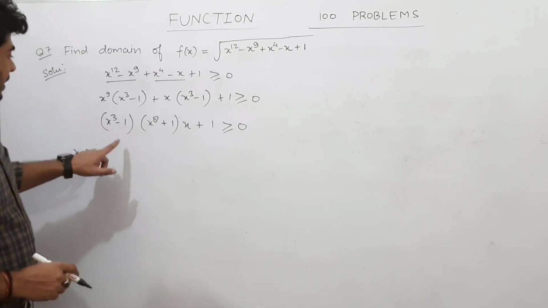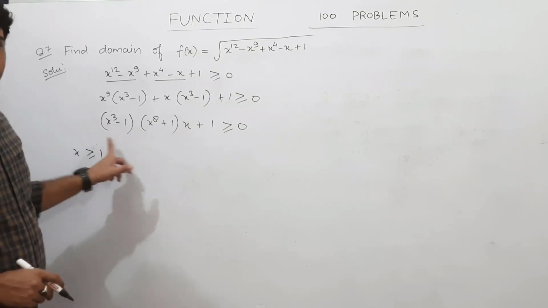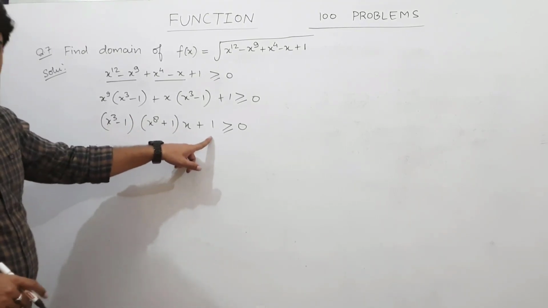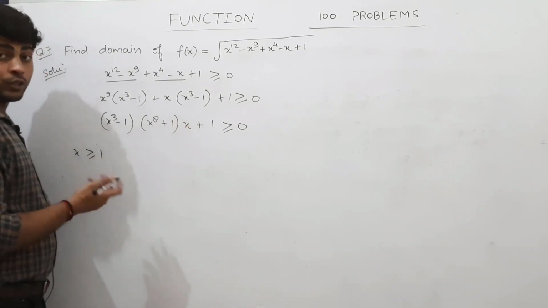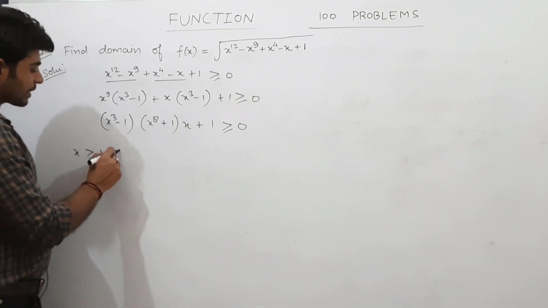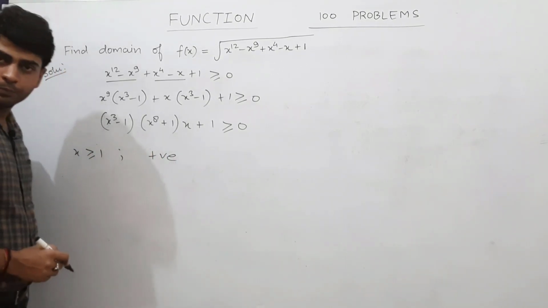Again, when x is greater than 1, on calculation it will be positive. This will also be positive. This is positive. The overall product will be positive plus 1, also positive. So for x greater than 1, it will always remain a positive value greater than 1. So we can say directly x greater than or equal to 1, it is always positive.